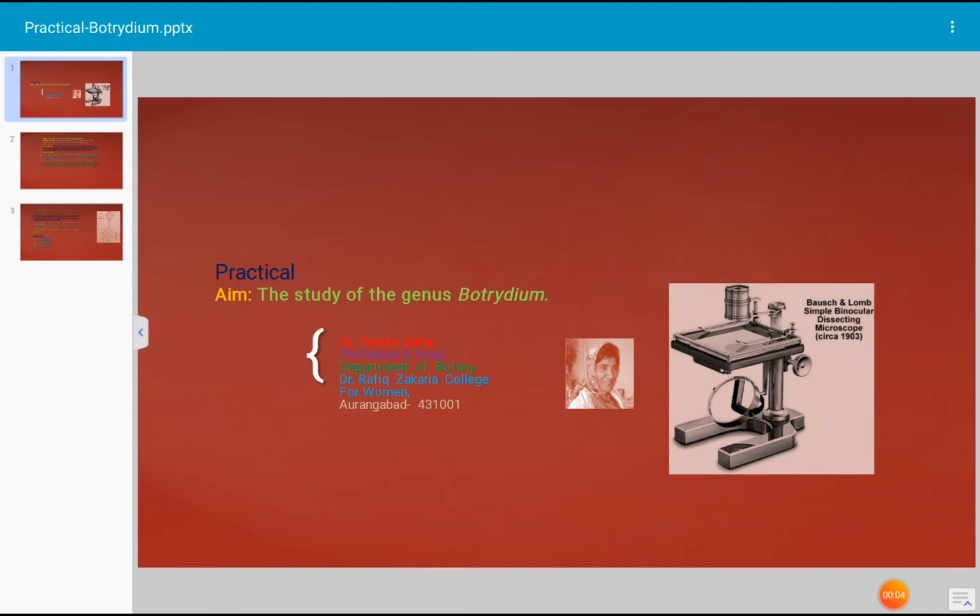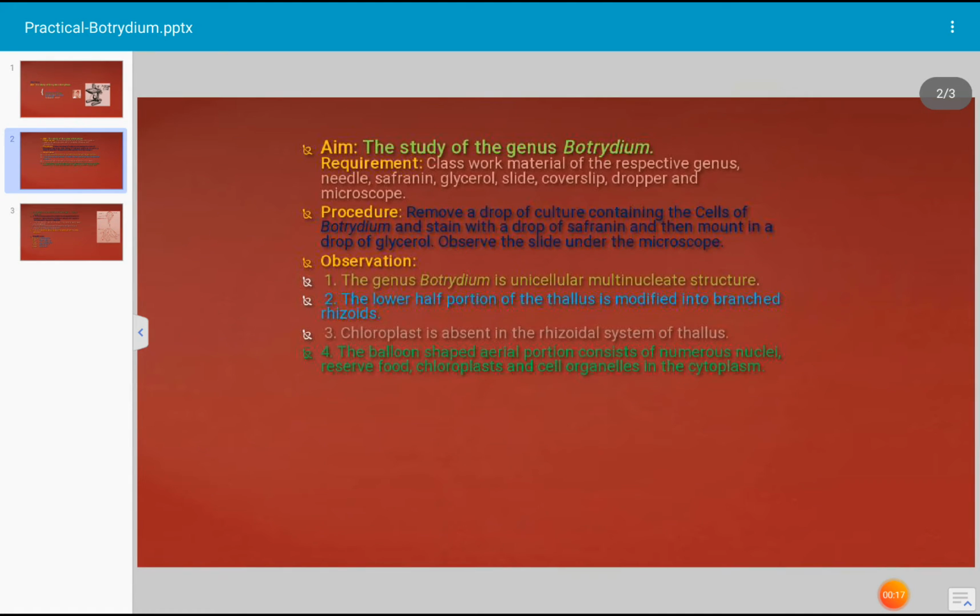Today's topic for discussion is a practical protocol of algae. Today's practical is the study of the genus Botrydium. Botrydium is an algal plant. Let us see what the requirements are for the practical.